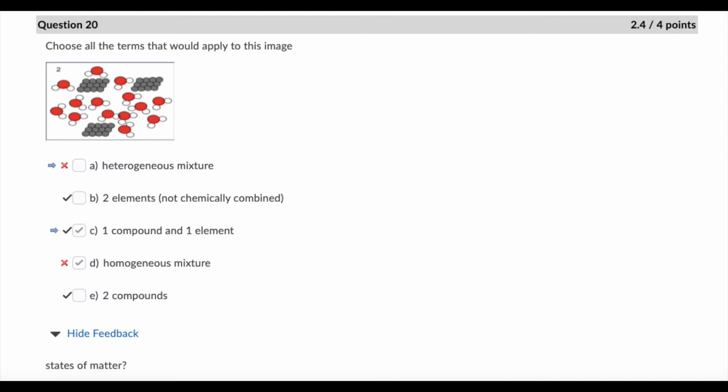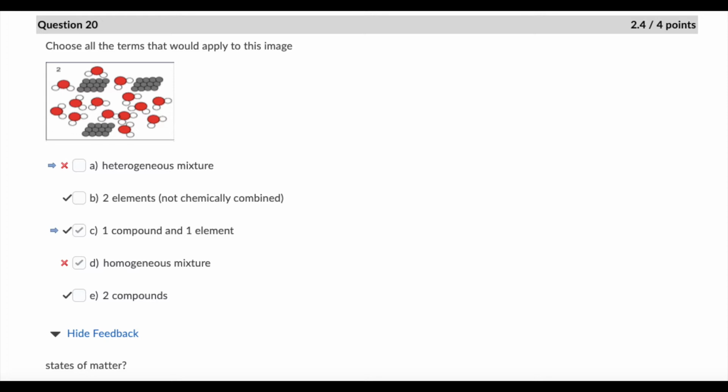It says choose all the terms that would apply to this image, and this image is basically of molecules kind of existing in the same space, and you're supposed to determine if it's heterogeneous versus homogeneous, and if there's compounds or elements present. So my problem here was that I labeled this as a homogeneous mixture rather than a heterogeneous mixture, and I labeled it homogeneous because when I looked at this I thought, if I saw this substance with the naked eye, it probably would look the same throughout because it doesn't seem to be separated enough for it to look heterogeneous.